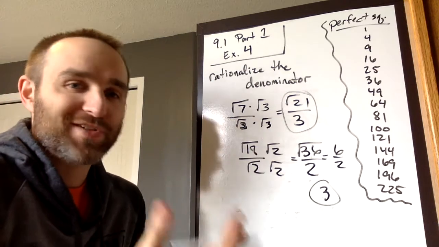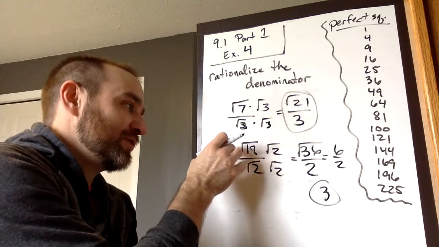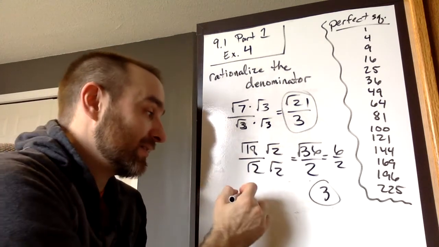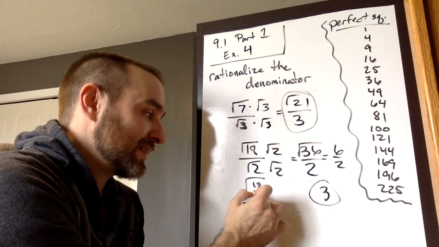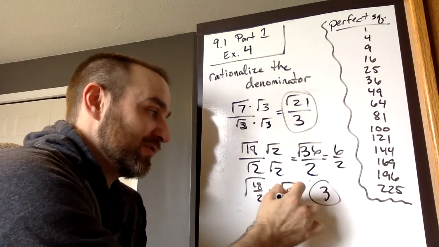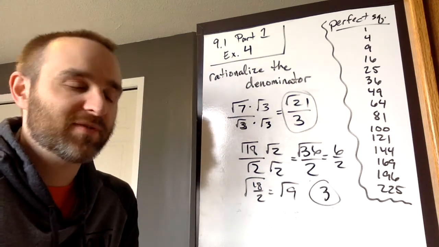Now this one wasn't a great example, because if I do the square root of 18 over the square root of 2, I can combine that back together, right? I can combine that together to make it the square root of 18 over 2, which is the square root of 9, which is 3. So a couple different ways we can get there.